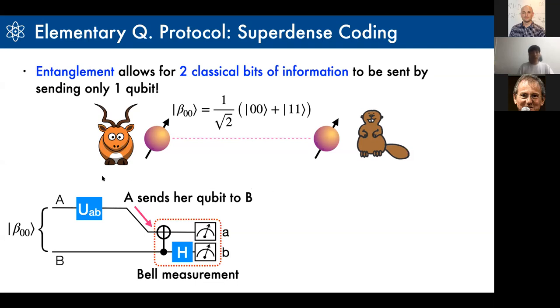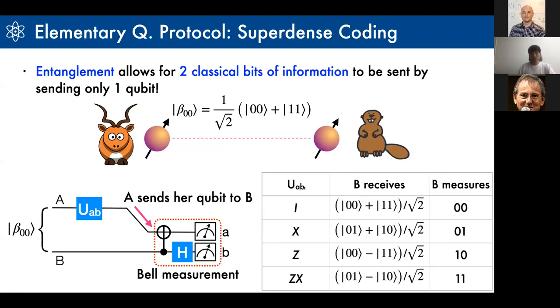For that, antelope can do some unitary operation that encodes this classical information that she wants to send to her friend, okay? And then after applying some unitary operation to her qubit, she sends her qubit to Beaver. By doing that, now Beaver has both qubits, right? He already had one qubit, now he received another one from her. And then he makes a two-qubit measurement. Because this is a two-qubit measurement, there are four possible outcomes. And by looking at these four possible outcomes, Beaver receives two classical bits of information.